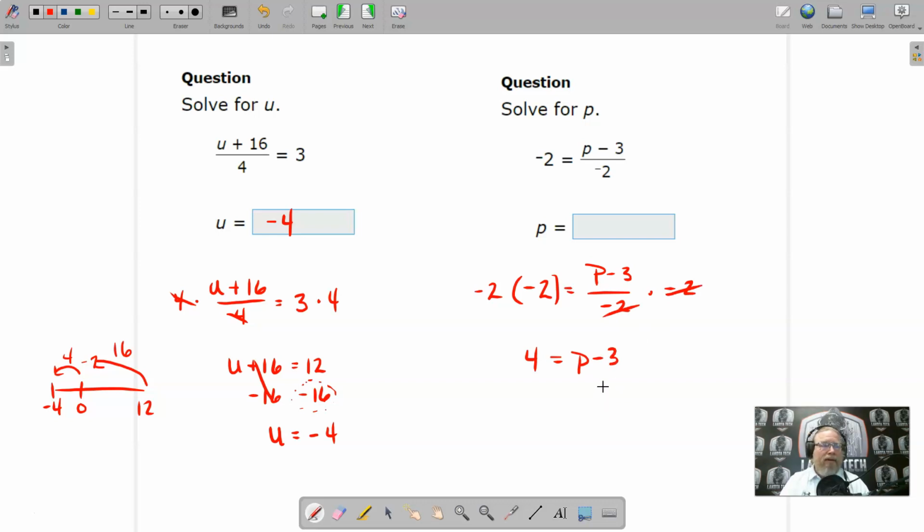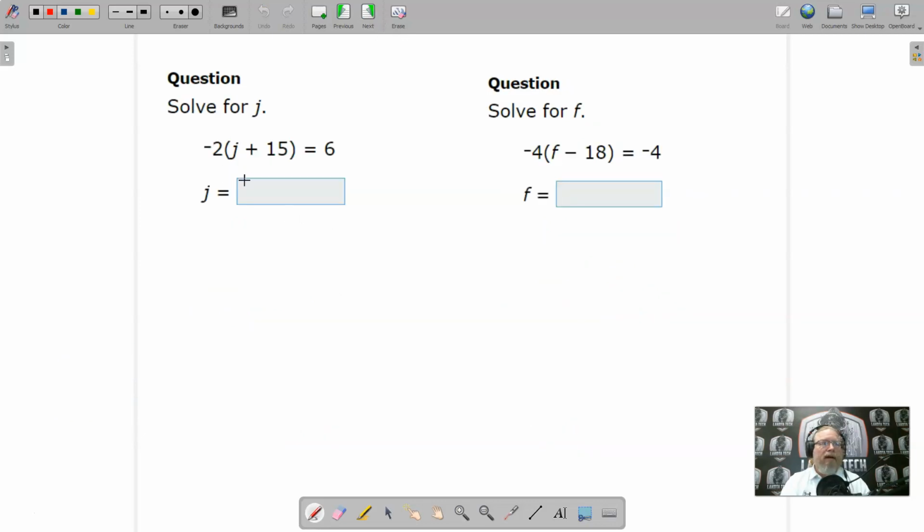Now I just have a one-step equation, right? Let's go ahead and add 3 to get rid of that negative 3. What I do to one side, I'm going to do to the other. And the 3s are going to cancel each other, leaving me with p. And 4 plus 3 is 7. So p equals 7.